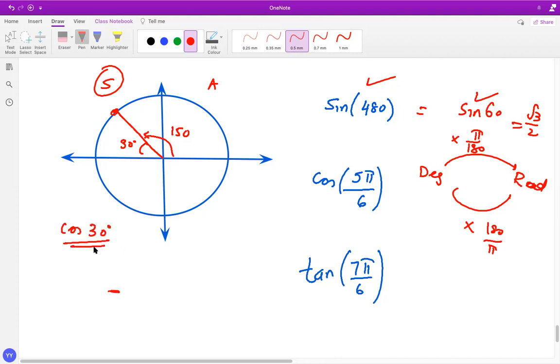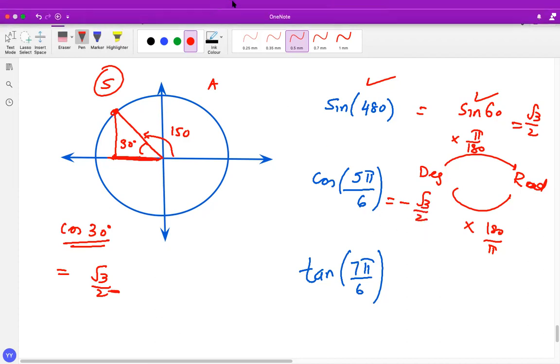Now, cos of 30 is going to be √3/2. But whether it's positive or negative, that's negative because it's in quadrant number 2. So that's why this length is actually negative. So this is the same as negative √3/2.